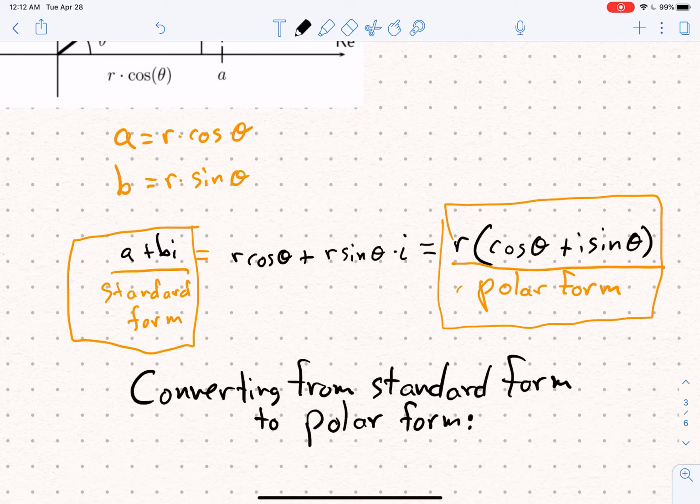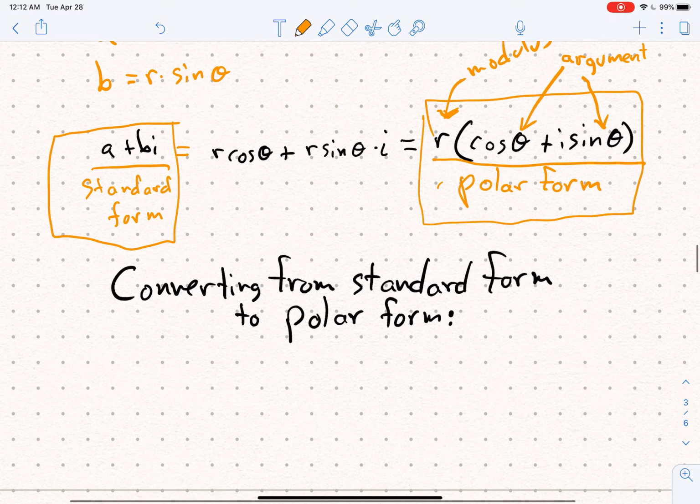Just as a reminder, when we're talking about our polar form, that number r, we call that the modulus. And the theta here and here, that's called the argument. And the argument appears twice in polar form, and if you're given a complex number like this and those angles, the arguments, are different, then it's not a complex number in polar form. You need to do some further work to simplify it or something else. They have to be the same angle in both cosine and sine there. Okay. Converting from standard form to polar form. These are the formulas that we are going to use.